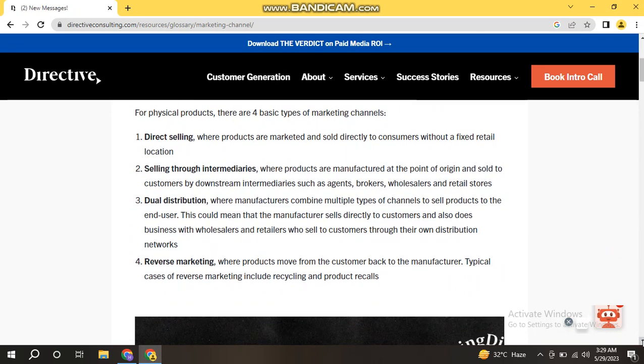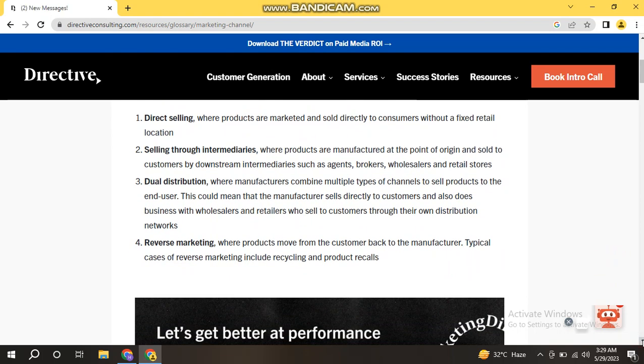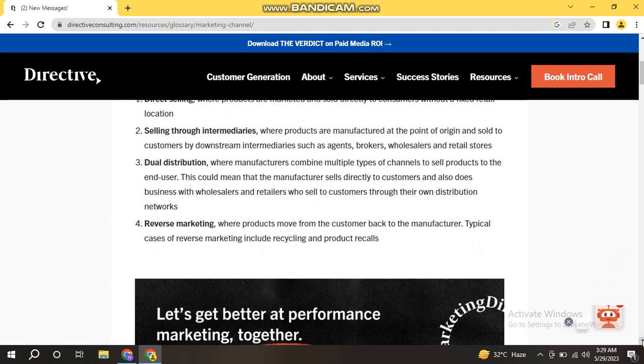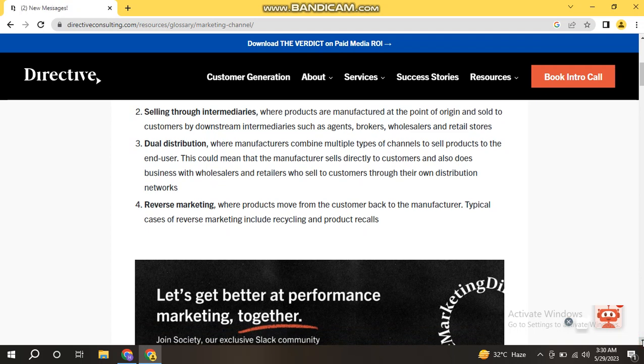For physical products, there are four basic types of marketing channel. Number one, direct selling, where products are marketed and sold directly to the consumer without a fixed retail location. Number two, selling through intermediaries, where products are manufactured at the point of origin and sold to the customer by downstream intermediaries such as agents, brokers, wholesalers, and retailers.